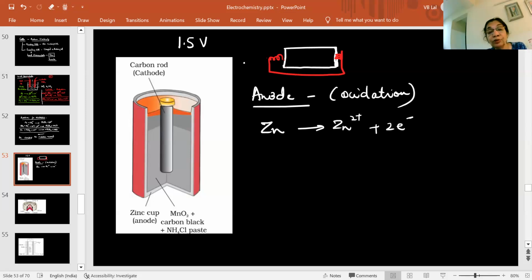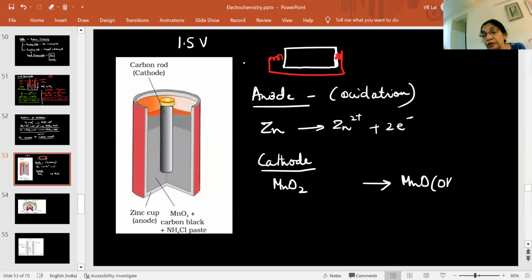Now, what happens at the cathode? There are different ways of understanding the reaction at the cathode. Basically, what happens is MnO2, in which manganese is in the +4 oxidation state, changes into a compound which we write as MnO(OH). If you look at this product, what is the oxidation state of manganese here? Oxygen is -4, this is +1, so manganese is +3. So the oxidation state of manganese is changing from +4 to +3. So it is getting reduced.